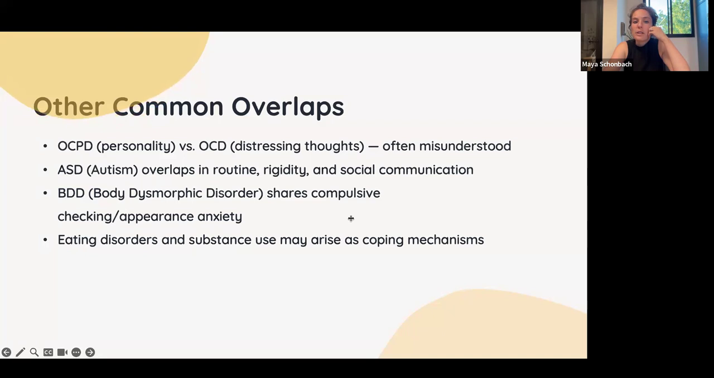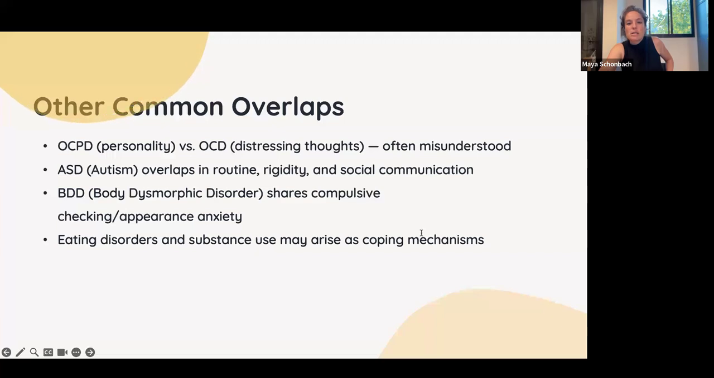And then body dysmorphic disorder or BDD, we see that in about 3% of OCD patients. And that can have overlap in terms of compulsive checking, maybe compulsively checking the mirror or the body. Avoidance is also common here, and again, preoccupation with appearance, with perceived flaws, and that can be overlap, especially with people that have appearance-related obsessions.